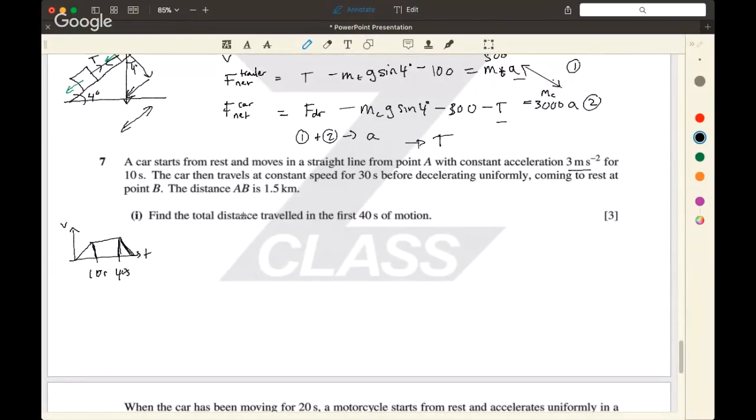So let's think, what is the total distance traveled in the first 40 seconds of motion? Well, we know that what we need is the velocity at some later time at this constant. So this question only cares about this and this. So let's call that point A. Let's call this 1. That's 2, and that's B.